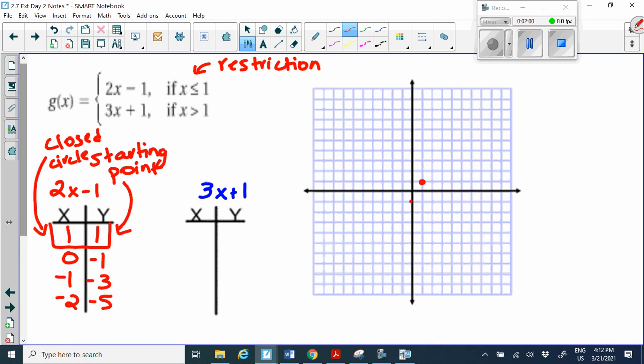I do 0, -1, and then -1, -3, and then -2, -5. There we go. Now make sure when we graph this, we go from the starting point, which is 1, 1, and connect the rest of the dots, and then do an arrow.